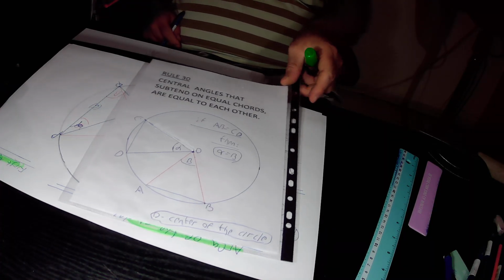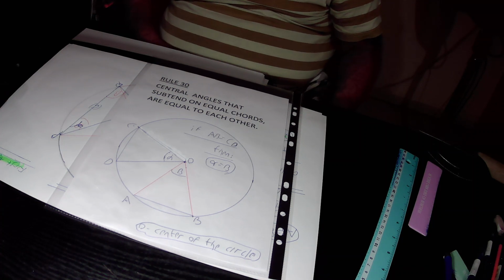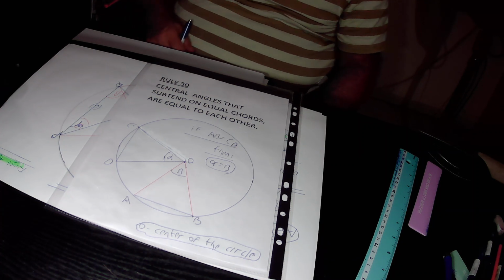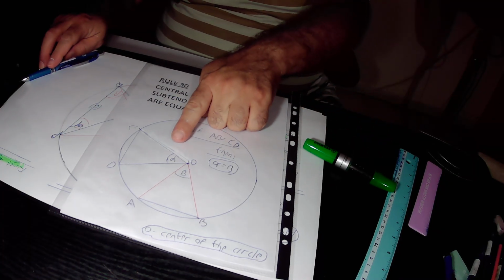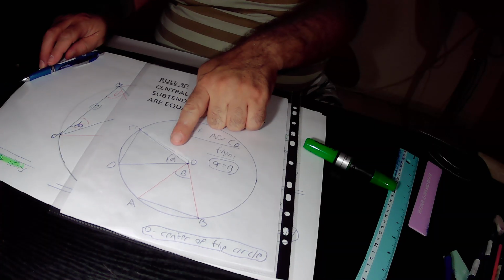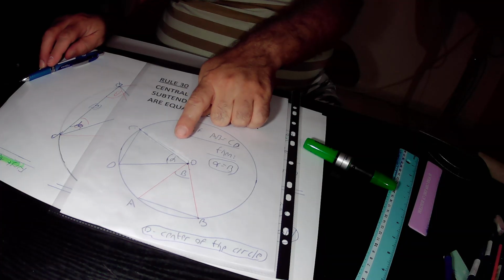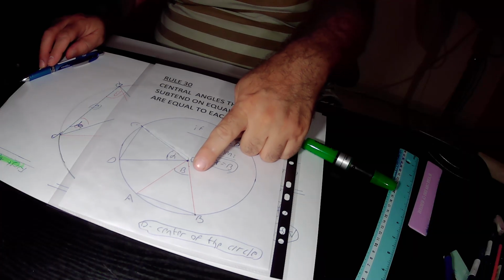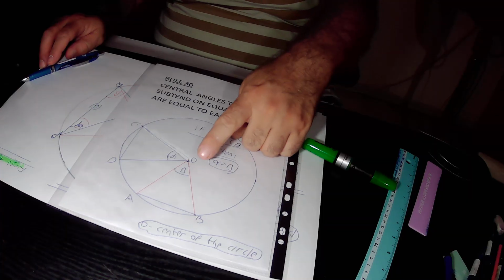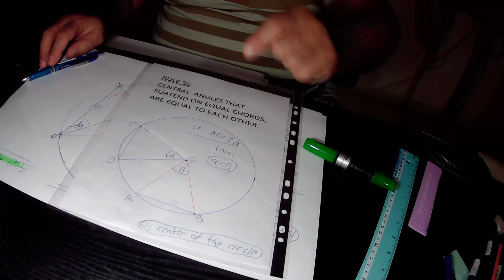According to Rule 30, central angles that subtend on equal chords are equal to each other. In the drawing we have a circle. This is central angle COD. The size of this central angle is alpha degrees. Central angle COD subtends on chord CD. Likewise, this is central angle AOB. The size of central angle AOB is beta. Central angle AOB subtends on chord AB.